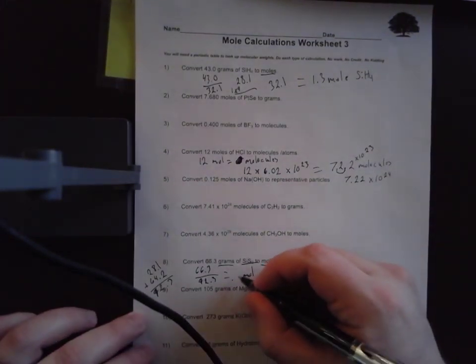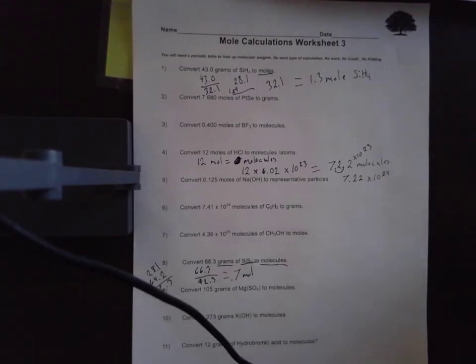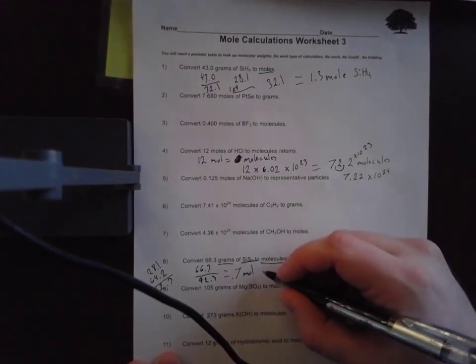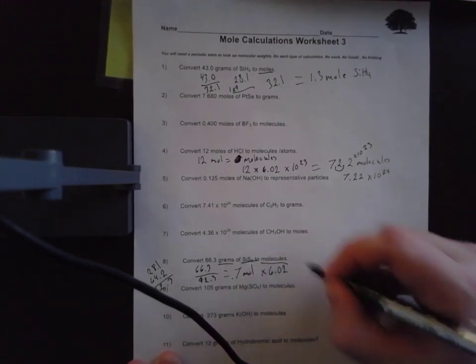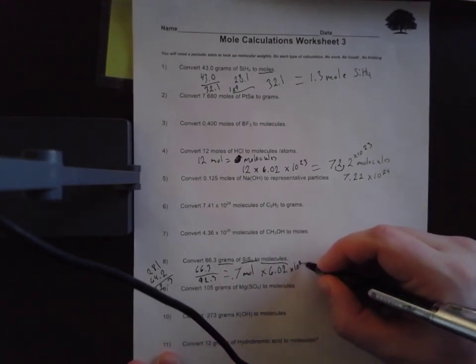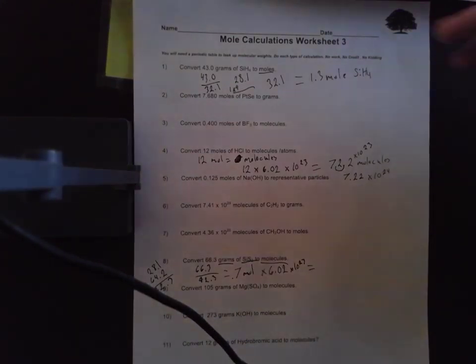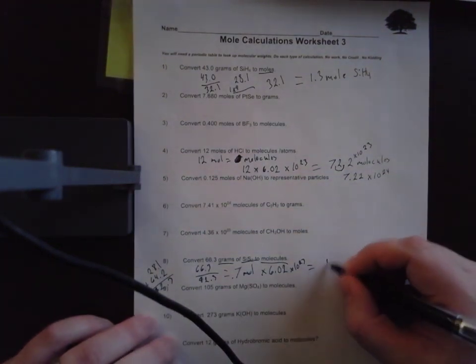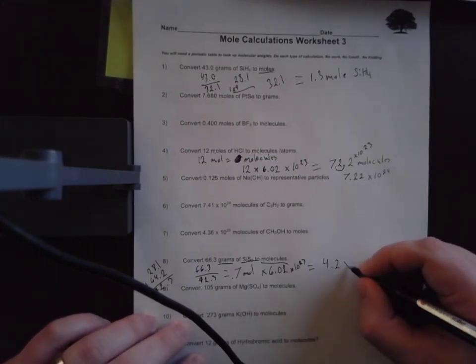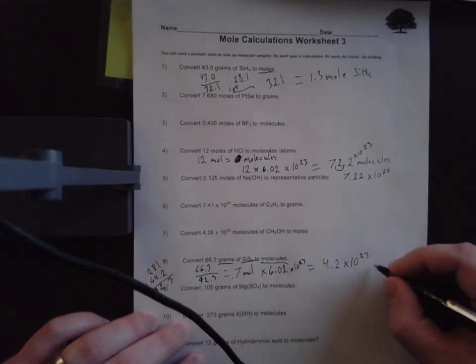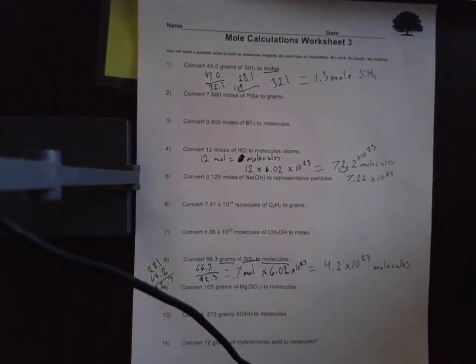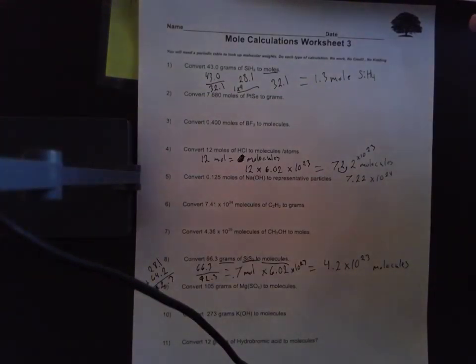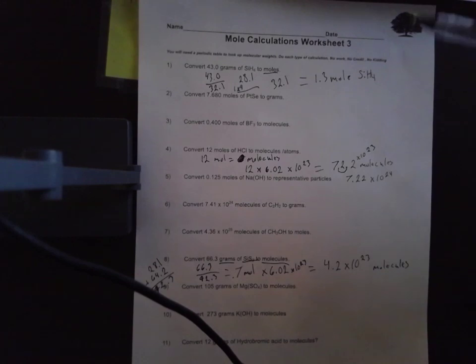0.7. So 0.7 moles. Now we're going to multiply this by Avogadro's number. What do we get? 0.7 times 6.02 is 4.2, and this is going to be times 10 to the 23rd molecules. Avogadro's number is always 6.02 times 10 to the 23rd.